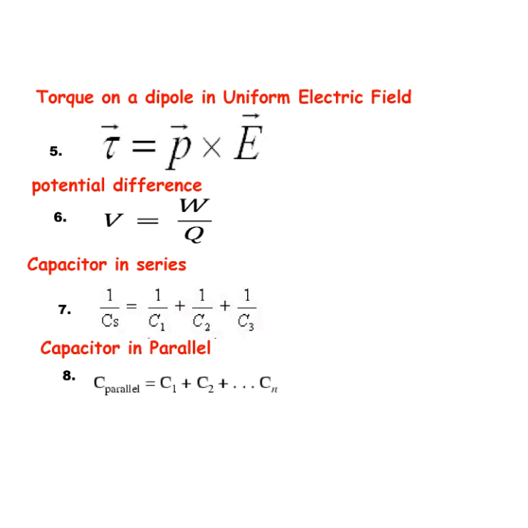Capacitors in series. When a number of capacitors are connected in series, the reciprocal of the effective capacitance is equal to the sum of the reciprocals of the capacitances of the individual capacitors. So 1 by Cs is equal to 1 by C1 plus 1 by C2 plus 1 by C3. The next, capacitors in parallel. The effective capacitance of capacitors connected in parallel is the sum of the capacitances of the individual capacitors. So C parallel is equal to C1 plus C2 plus etcetera up to Cn.